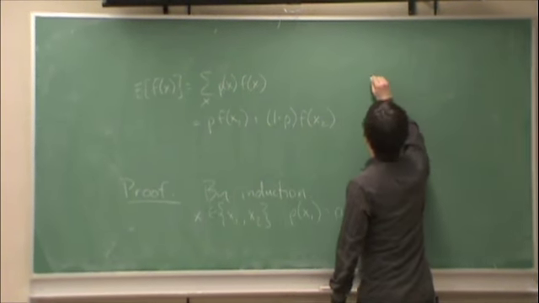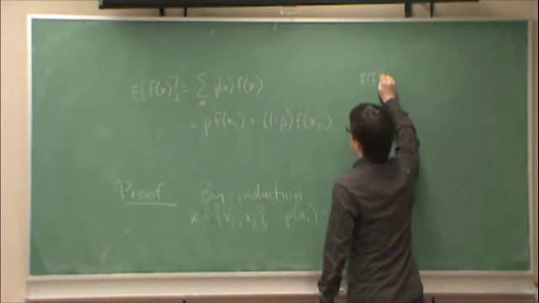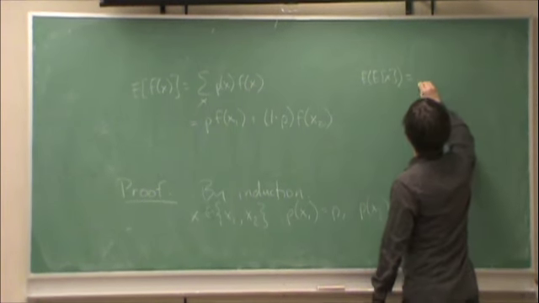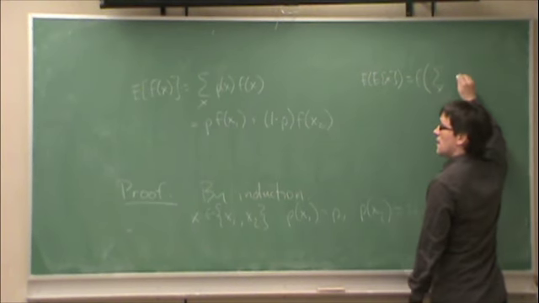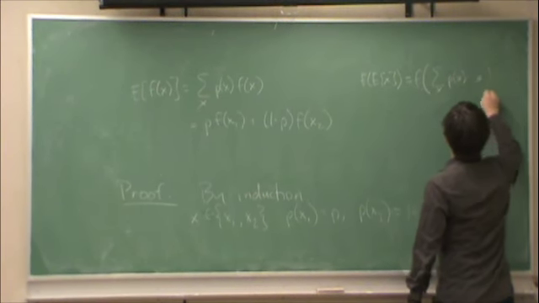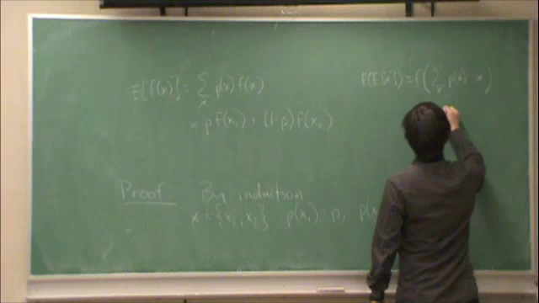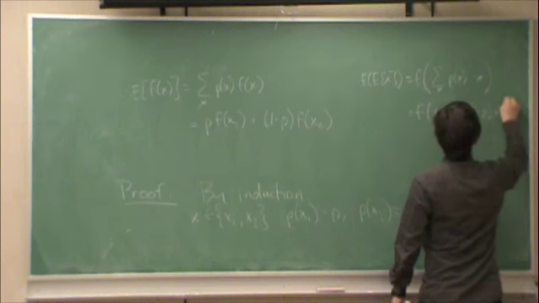On the other side, f of the expected value of x is equal to f of the sum over all possible x of p of x times x, which is equal to f of p x1 plus (1 minus p) x2.